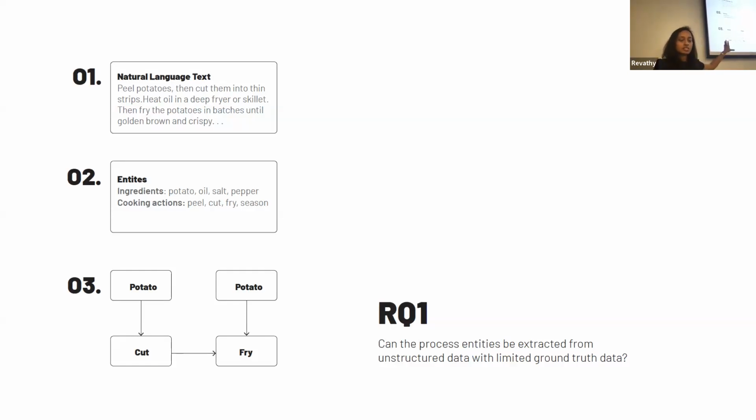Given natural language text, the first research question is, given unstructured data, how are we going to extract the structured data using limited ground truth or using domain knowledge? Because generating the structured data would be a challenge if we are trying to create a large-scale version of this data for just extracting the entities out of it. So we need to somehow leverage the limited ground truth that is available or use the domain knowledge to get the structured data out of it.